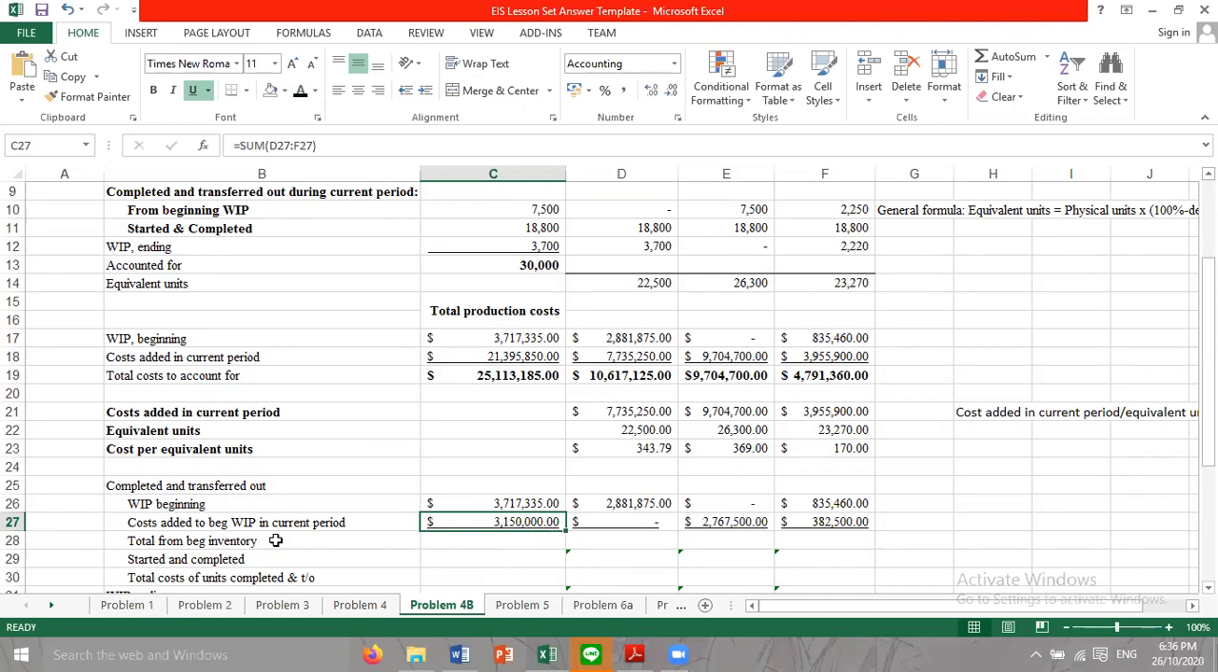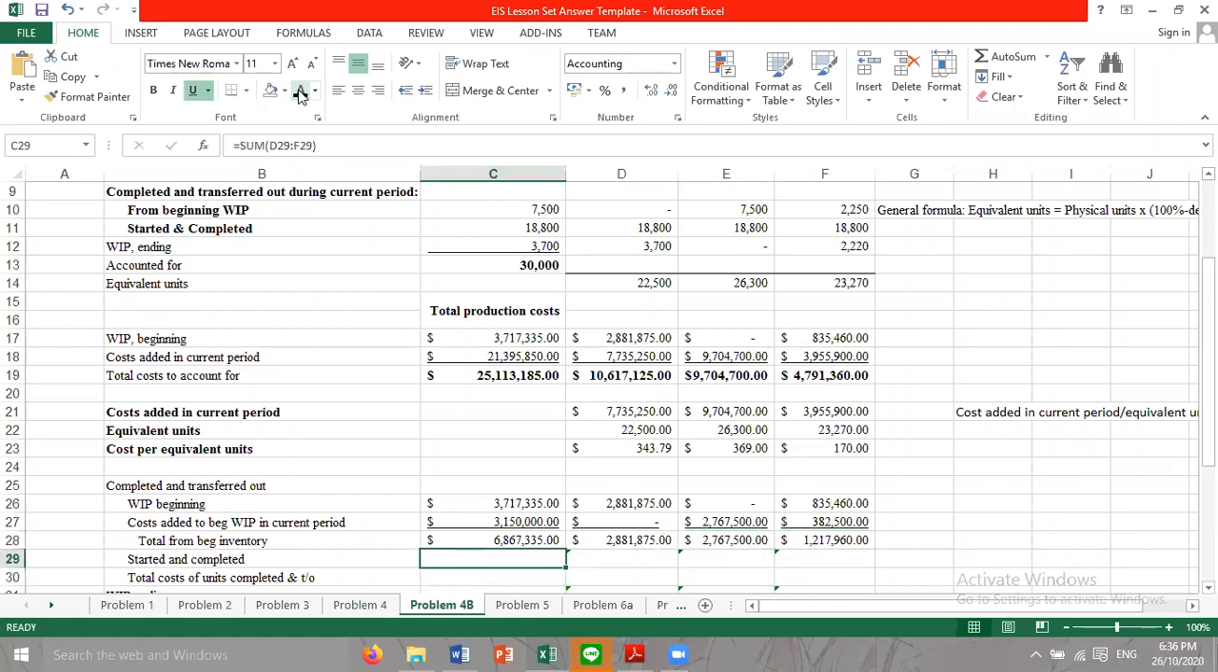Now, from this, we will find the total value of the beginning inventory when it is transferred out. Practically we just sum the values, and we'll get 6,867,335,000. Here we go. We just sum them up.